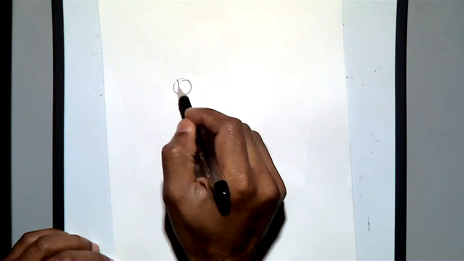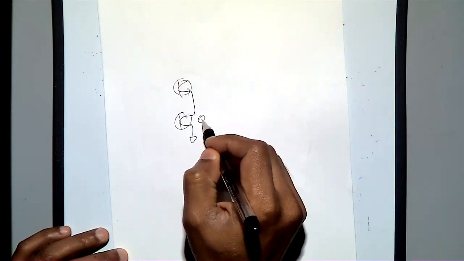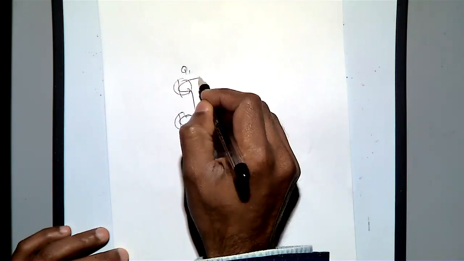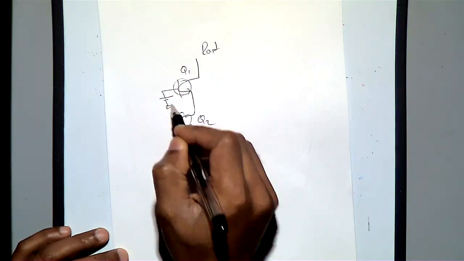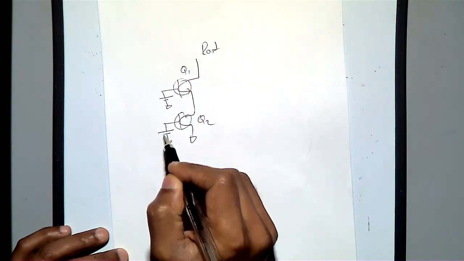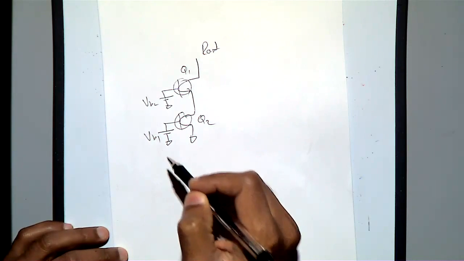See, you have Q1 and Q2, so you can see on the left side. Then I'm going to draw the small signal. My aim is finding out the output impedance. So when I want to find the output impedance, you have Q1, and then you have Q2. So this is Q2, this is Q1, and then this is your R out. Then you have DC, so these are the constant DC voltages, VB2, maybe VB1.